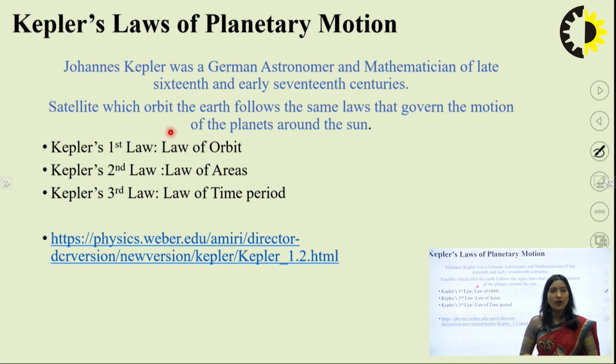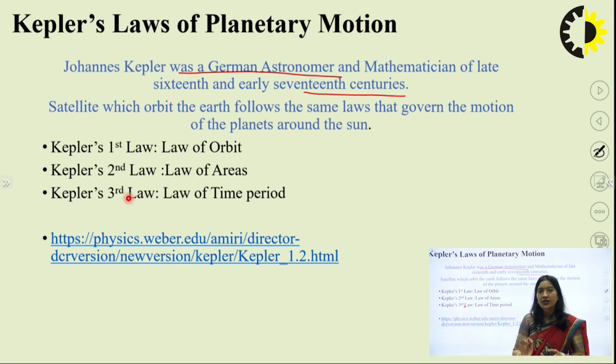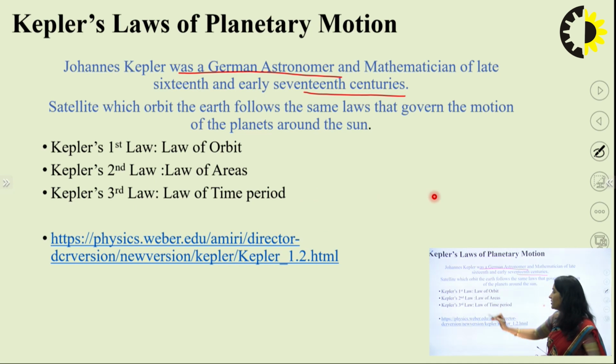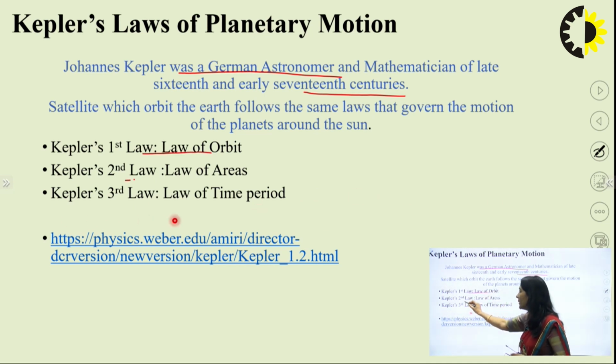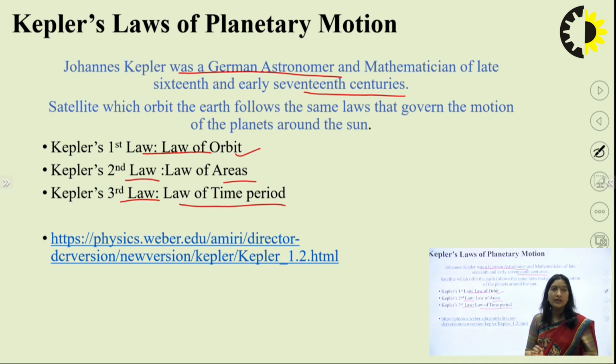Let's start with Kepler's laws of planetary motion. As I told you earlier, Johannes Kepler was a German astronomer and a very famous scientist and mathematician of the late 16th and early 17th centuries. Basically, he formulated three laws of planetary motion, which are called Kepler's first law, Kepler's second law, and Kepler's third law. Kepler's first law is also known as the law of orbits. Kepler's second law is also known as the law of areas. Kepler's third law is also known as the law of time periods. We will discuss these three laws one by one.